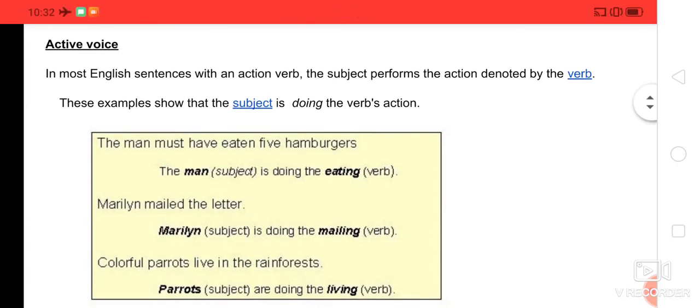See, in active voice, in most sentences with an action verb, the subject performs the action denoted by the verb. So what happens exactly in the active voice? Here the subject is acting upon the verb. Whatever subject is there in the sentence, it is putting an action upon the verb, right? So let us see a few examples here.